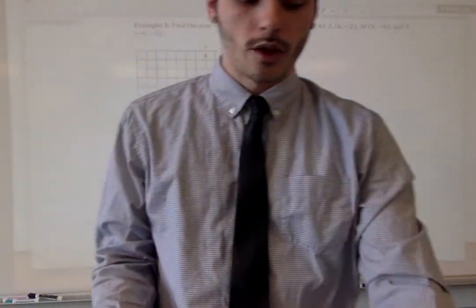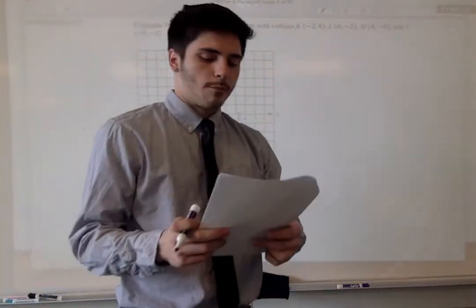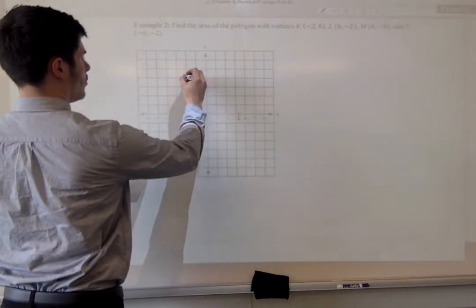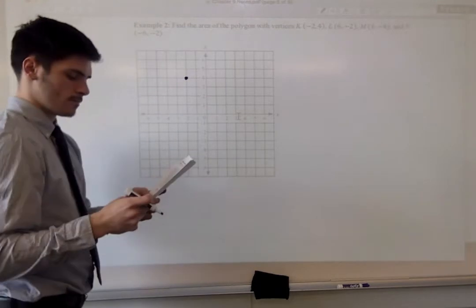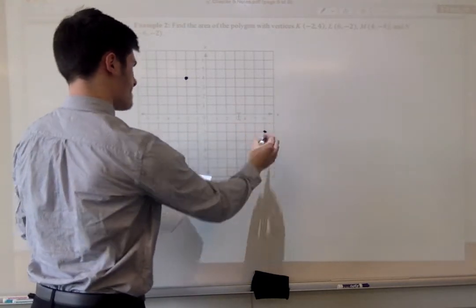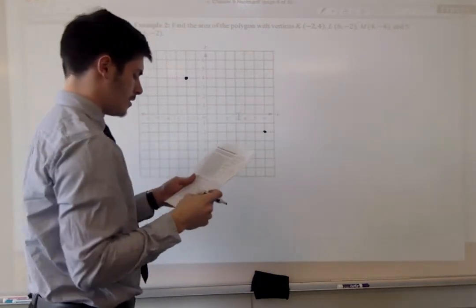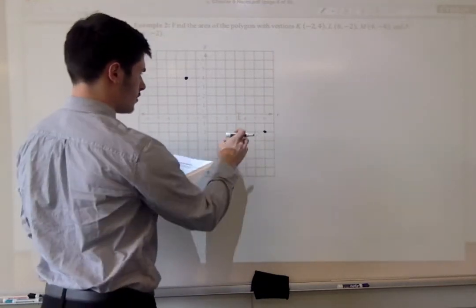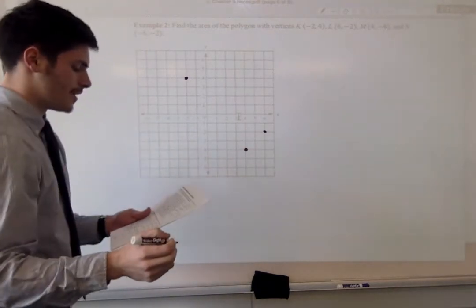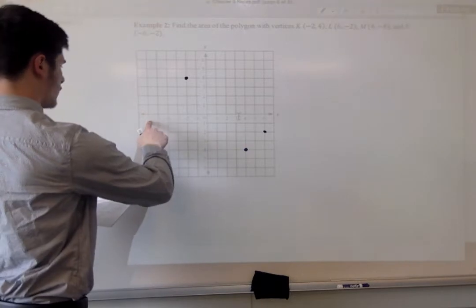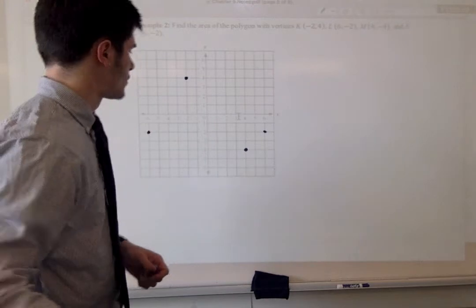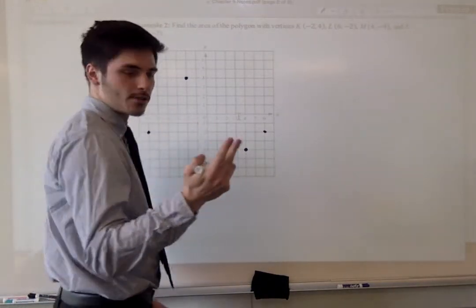So we'll go ahead and we will plot our points here. So we have K at (-2, 4). We have L at (6, -2). We've got M at (4, -4). And we've got N at (-6, -2). So we'll go ahead and connect all these points. These will be the vertices where 2 lines intersect.